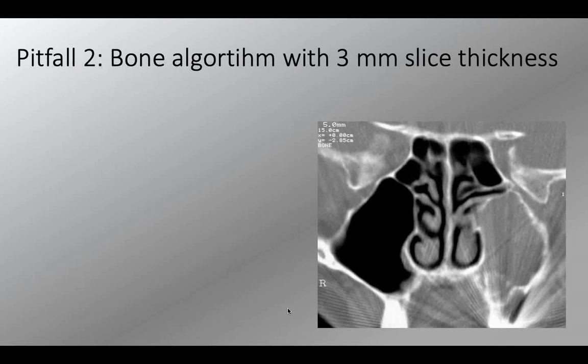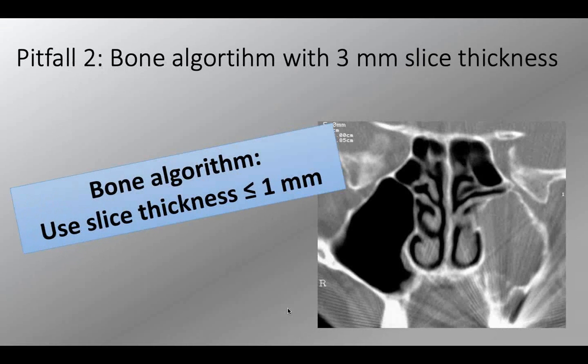Then pitfall 2 is to use too thick slices on bone imaging. One should use slice thickness no more than 1 millimeter. And here you see both, you have artifacts going into the sinuses, and it's very easy to miss this odontogenic infection that caused chronic rhinosinusitis.